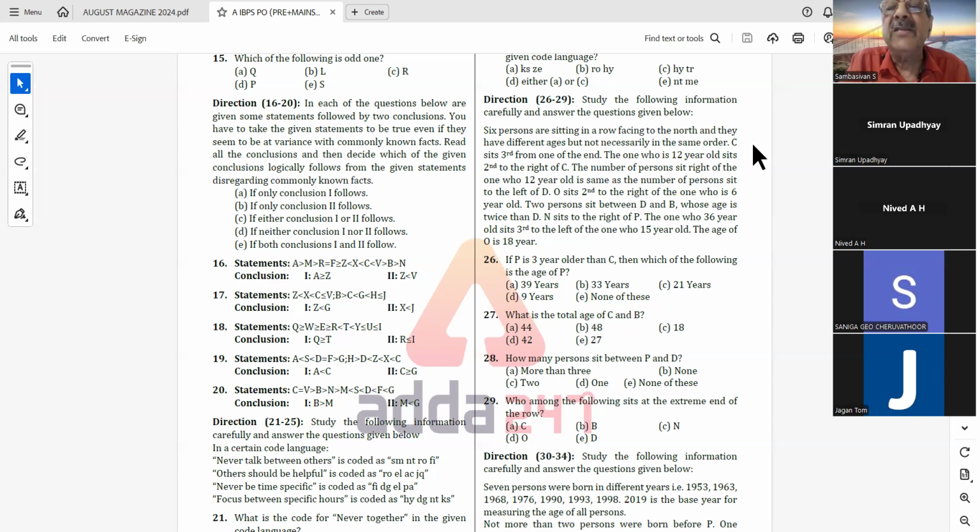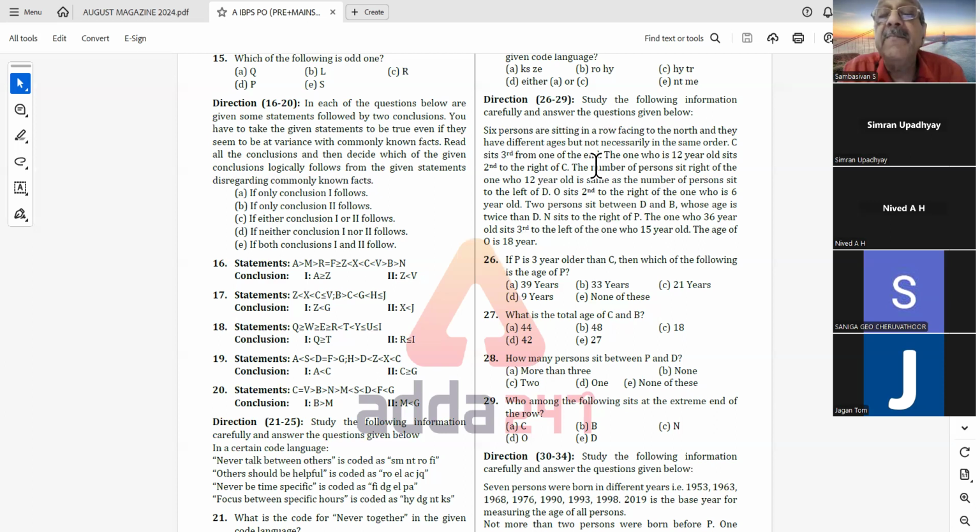Six persons are sitting in a row facing the north and they have different ages, not necessarily in the same order. So how I started this question: C sits third from one of the ends. Here, C sits from one of the ends means there are totally six seats, 1, 2, 3, 4, 5, 6. So third from one end means it can be from the left end or from the right end. Now be ready with both the pictures. On one side, he is sitting third from the left. On another side, he is sitting fourth from the left.